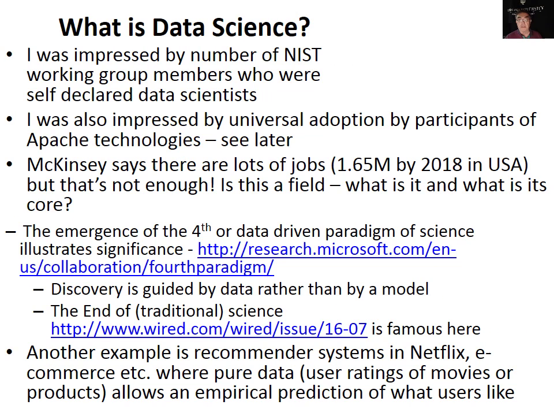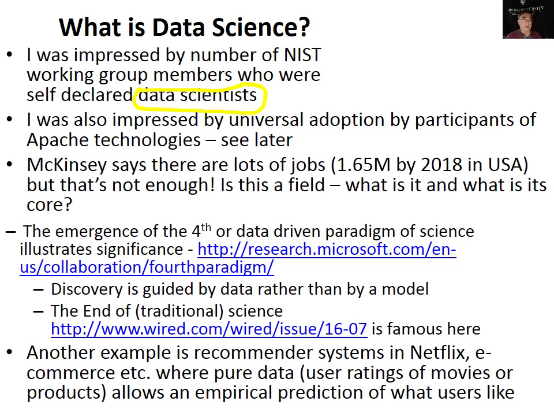Here we describe data science. I was certainly impressed by the number of NIST working group members in this study who actually said they were data scientists. Until this particular project, although I was aware of the importance of data science and was pushing to get it going at Indiana University, I hadn't actually met a lot of people who said they were data scientists. But in this study, there were a lot of people who said they were data scientists.